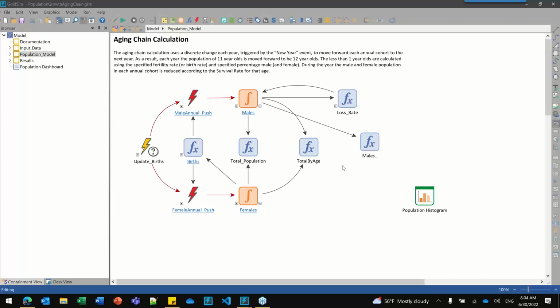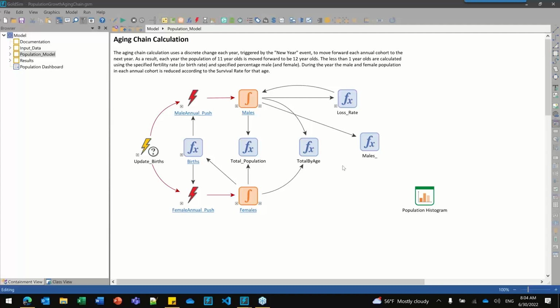I'll show 3 or 4 different types of methods. There are more ways that you can do it in GoldSim, but I'll show just this handful of them, and also talk about the reasons why you might choose one over the other.